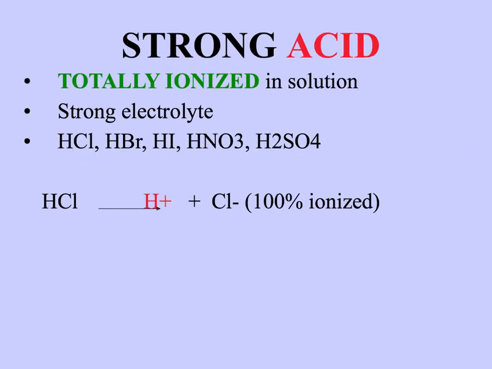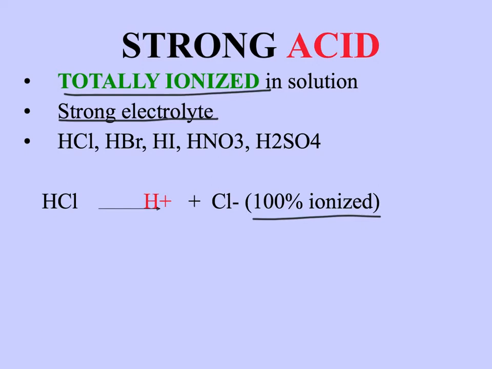All right, so the first thing we're going to talk about further are strong acids. So notice here, strong acids are totally ionized in solution. That means they completely separate into ions, 100%. They will separate into ions when they are dissolved in water. So since they completely separate into ions, we classify strong acids as being strong electrolytes. Remember, once again, electrolytes are solutions that conduct electricity, okay?